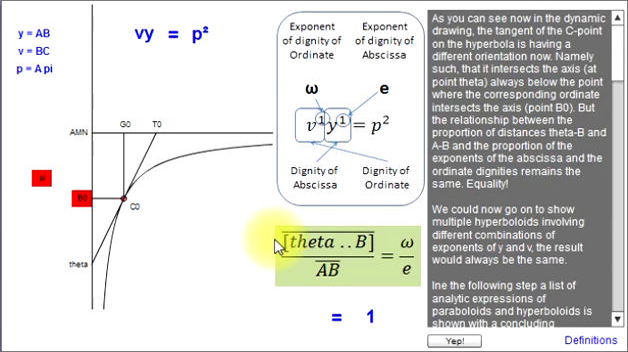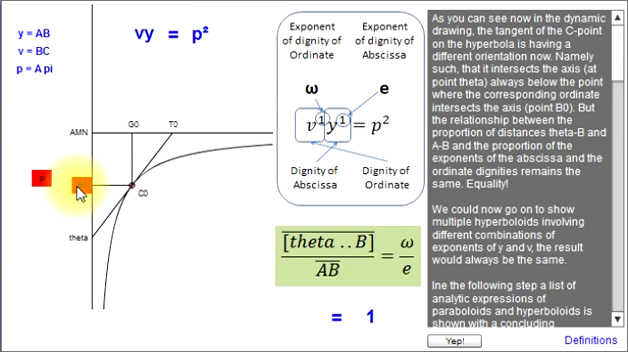So let's say theta b, this one, divided by AB is now supposed to be equal to the proportion still of the v dignity being omega. So this is 1 divided by e as the exponent of the y dignity, also 1, and this is giving us a proportion of 1.